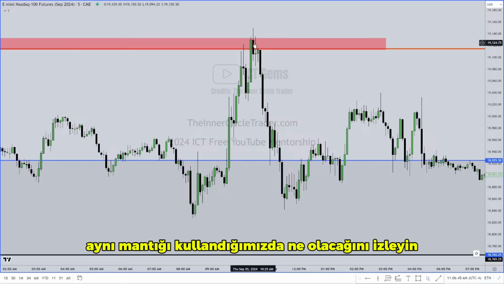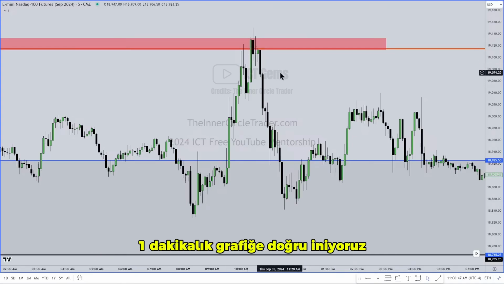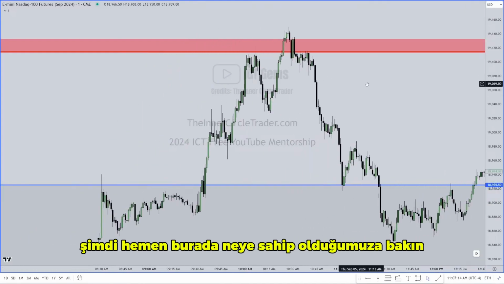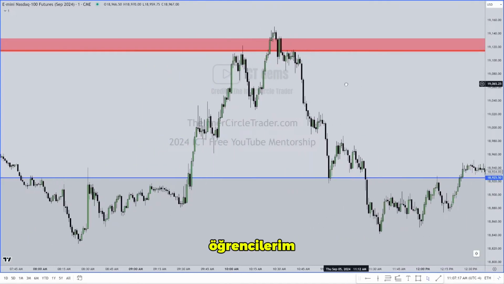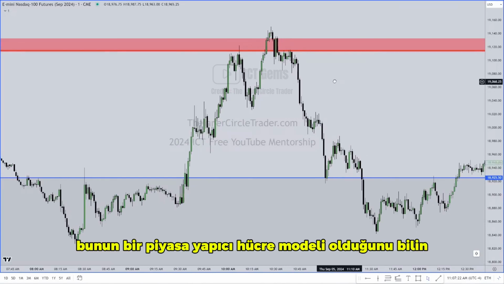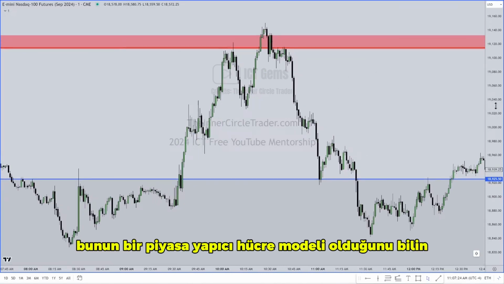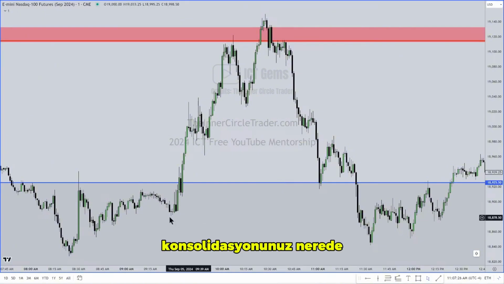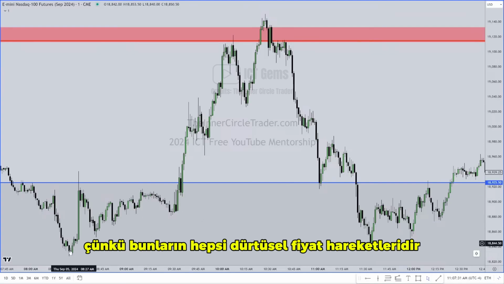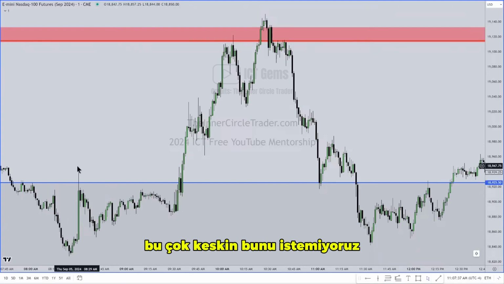So watch what happens when we use the same logic going down into the 1 minute chart. So now look what we have here. Right away, students of mine that have been with me for a long time know that this is a market maker sell model. Where's your consolidation? Right here. Why are you picking that, ICT? Why aren't you using this down here? Because this is all impulsive price action. It's real sharp. We don't want that.